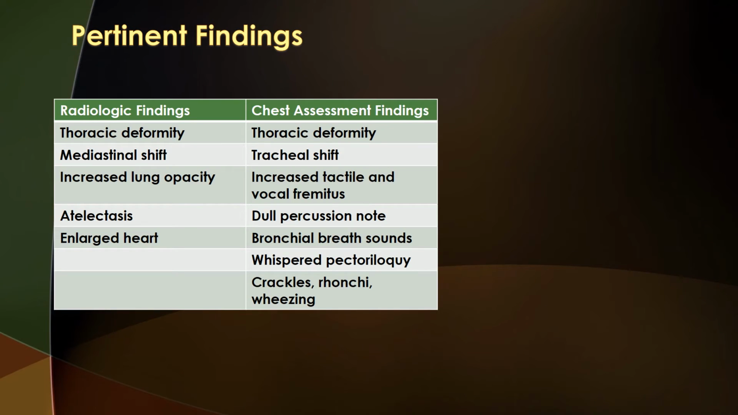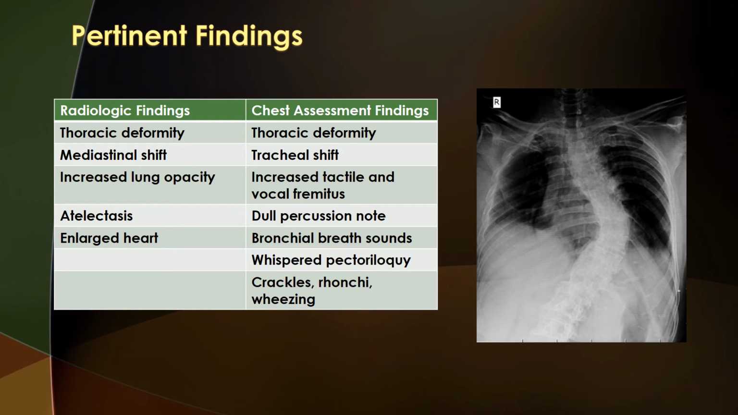Continuing on to radiologic findings, you will find thoracic deformity, mediastinal shift, increased lung opacity, atelectasis, enlarged heart, and in chest assessment findings, you also find thoracic deformity, tracheal shift, increased tactile and vocal fremitus, dull percussion note, bronchial breath sounds, whispered pectoriloquy, crackles, rhonchi, and wheezing.